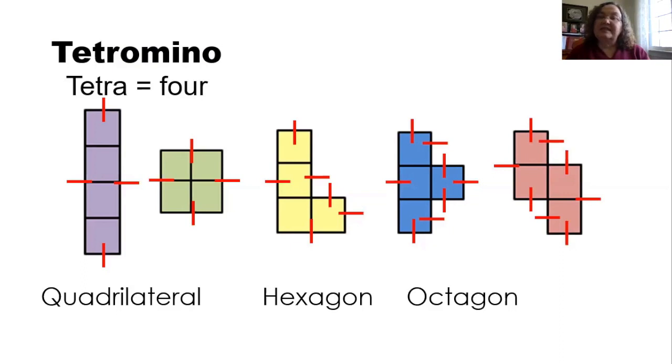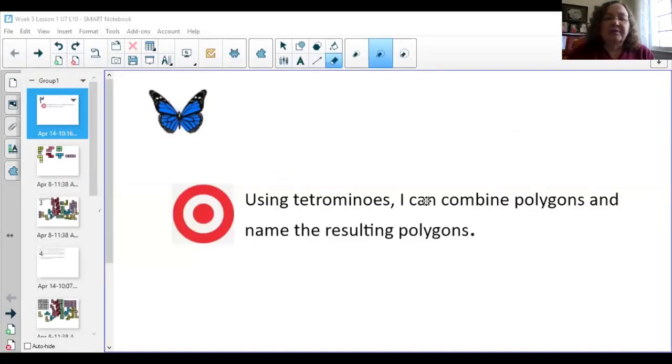So now we're going to use these tetrominoes and see what we can do with them. So now I want to think about my learning target again. It says, using tetrominoes, I know what they are now, I can combine polygons and name the resulting polygons. When I combine things, I put them together. So we're going to see how we can combine our tetrominoes to make a different kind of polygon.